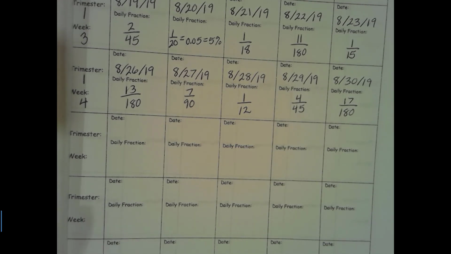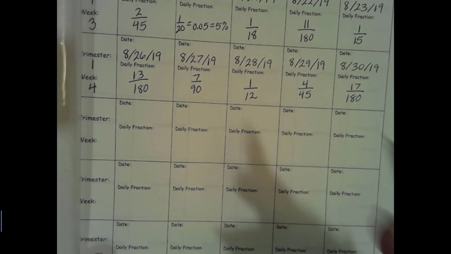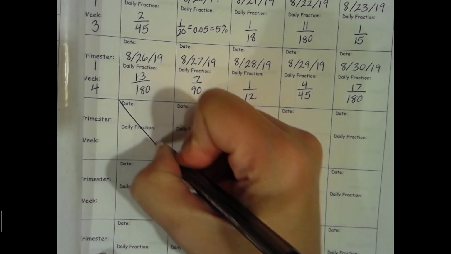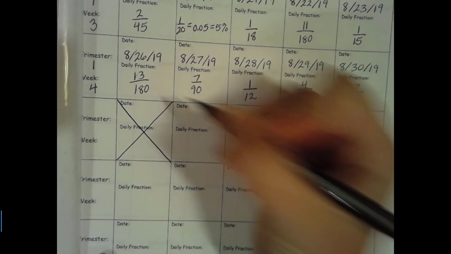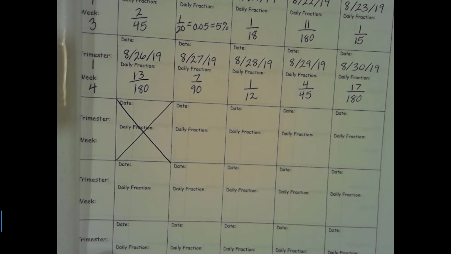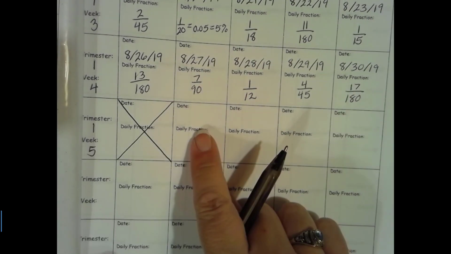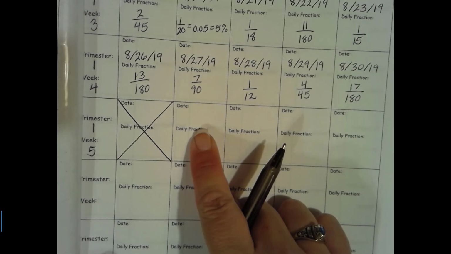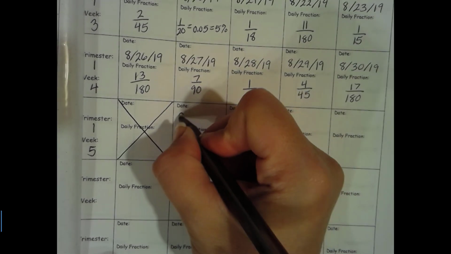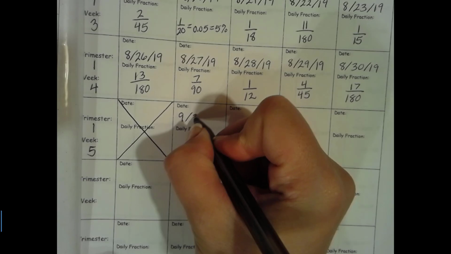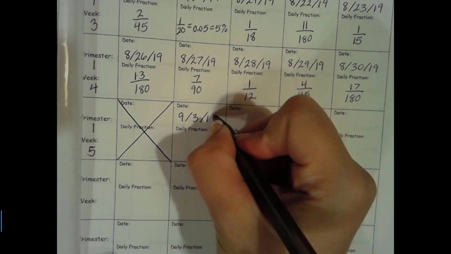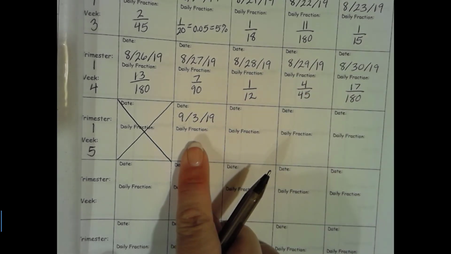Okay. Now, we do not have school on Monday, so we're going to put an X on Mondays for Labor Day. So we will be starting trimester 1, week 5, but we will be back on Tuesday, which is 9/3/19. So that's when we'll be back, on Tuesday. No school on Monday.